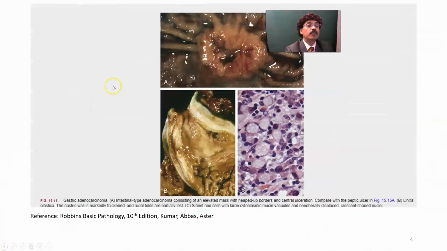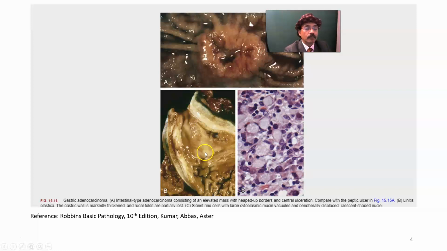Here is the picture of an intestinal type of stomach cancer. We are seeing there is ulceration with elevated margin. Here, linitis plastica or leather bottle stomach. Here a lot of fibrosis, and rugae have been lost from here.